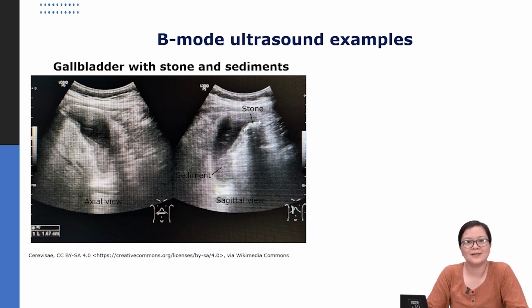And some more clinical examples of B-mode ultrasound here. For instance, we have this B-mode ultrasound of a gallbladder, and a gallbladder is typically filled with fluid right here. But when there is a stone or sediments in the gallbladder, we know that stone typically has a higher acoustic impedance mismatch with surrounding tissue. Therefore, the stone will be more reflective. So you can see here a nice B-mode image of a stone in a gallbladder right here.